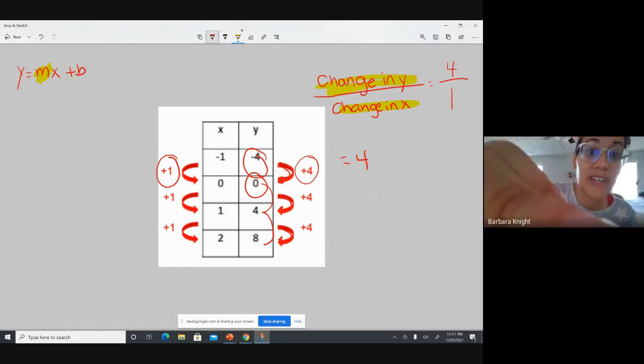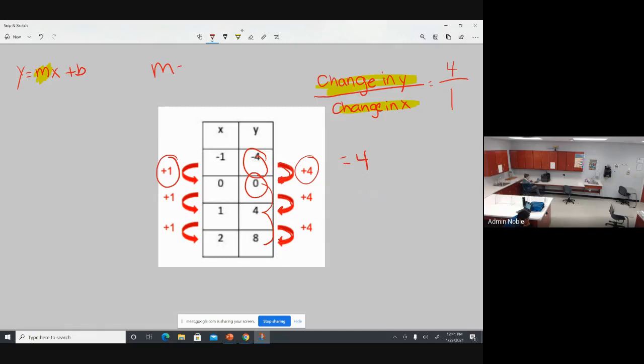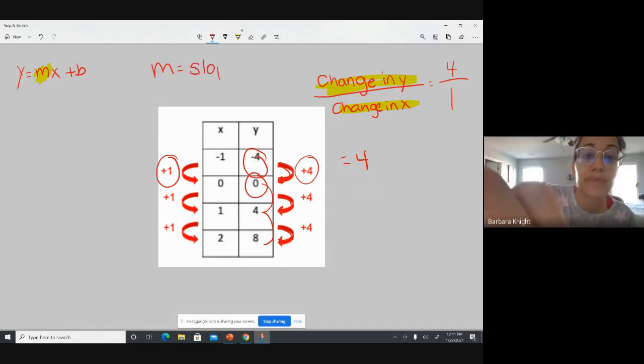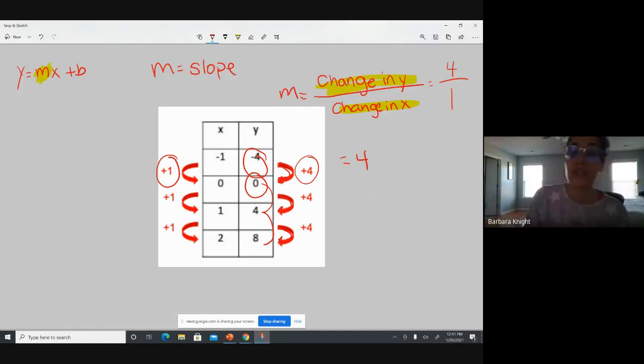It's your slope. Very good. So m is your slope, and that's what this is. M is the change in y over the change in x. So if we just want to write our slope, we just have to figure out, okay, for one step, what's the change in y? And then what's the change in x for one step?